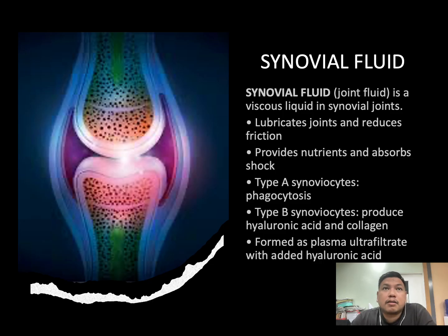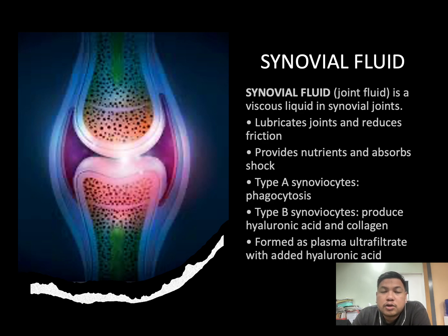The first are the ones that protect our synovial fluid. They are a form of phagocytes. And there are also type B synoviocytes, which are the ones that produce hyaluronic acid and collagen. So synoviocytes are the ones that release our synovial fluid in the joints.